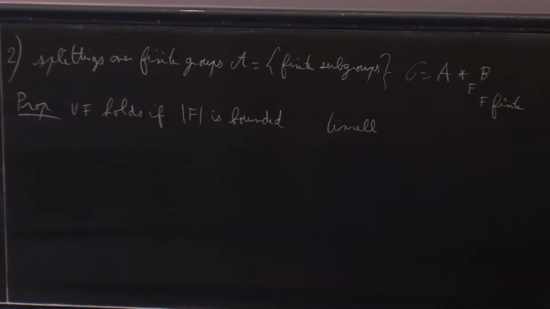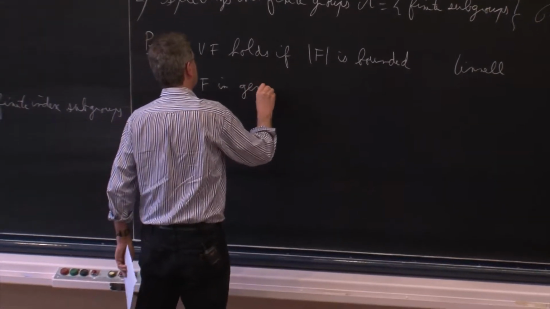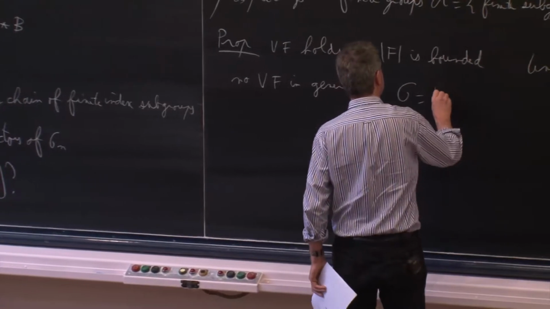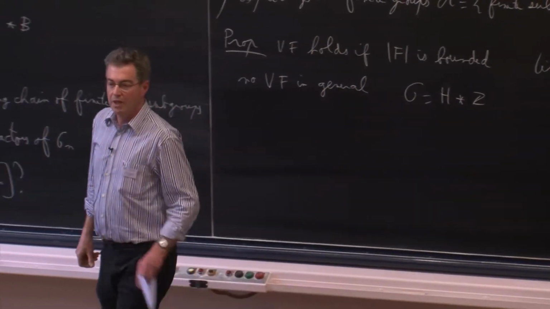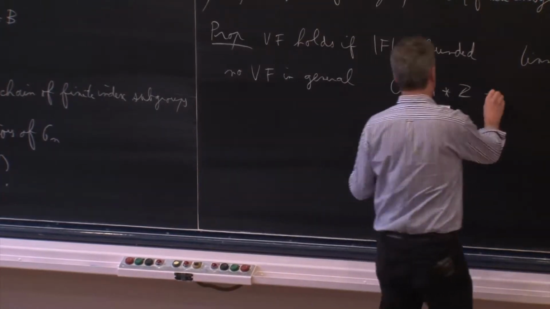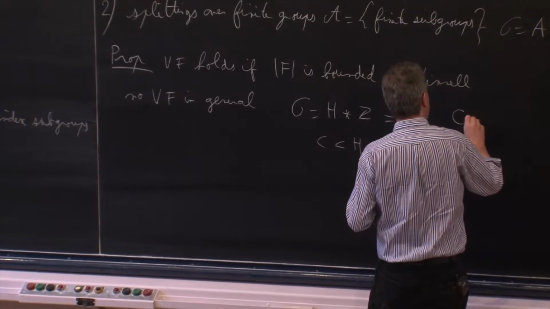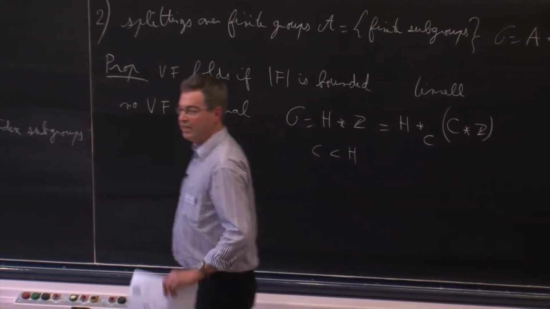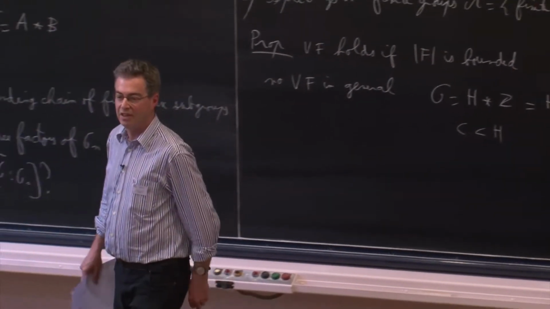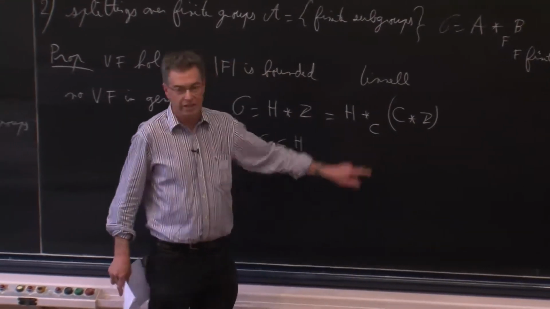On the other hand, if you don't bound the order of F, you don't have vertex finiteness in general. And there's a very easy trick to see this. Take a group G, which is a free product H star Z. So now the trick is the following. If you have a subgroup C contained in H, you can rewrite this as H amalgamated with C star Z over C. I've just added C to my group, but the amalgam identifies it with the C that I already had inside of H.